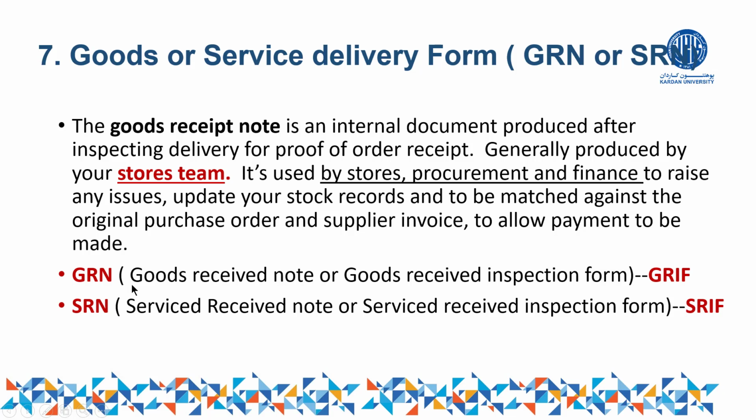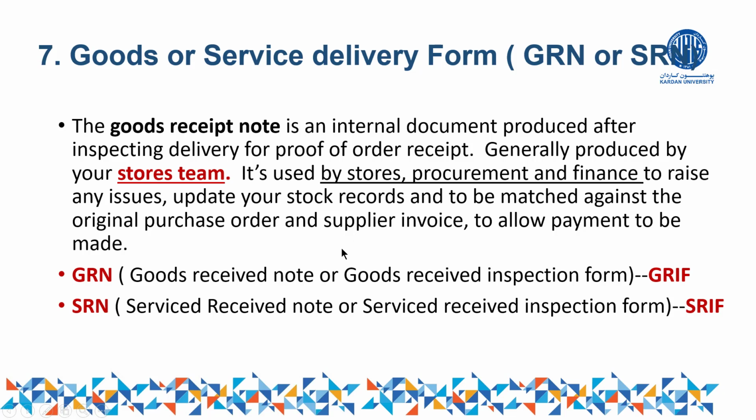Also, we can call it GRIF, goods received inspection form, or for a service, service received inspection form. Instead of goods received note, you can find it as goods received inspection form, or service received inspection form. It means when we receive the goods from the supplier, we have to inspect them properly. After inspection, we have to provide a report on whether the goods are as per our order or not.